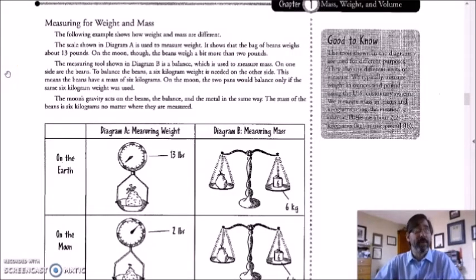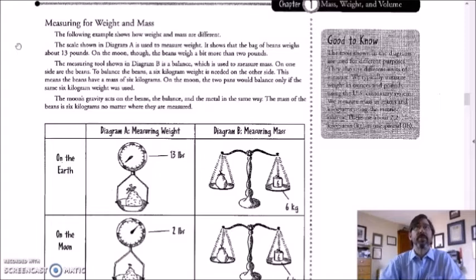Measuring for weight and mass. Notice that weight is labeled on the left, mass is diagram B on the right. The following example shows how weight and mass are different.